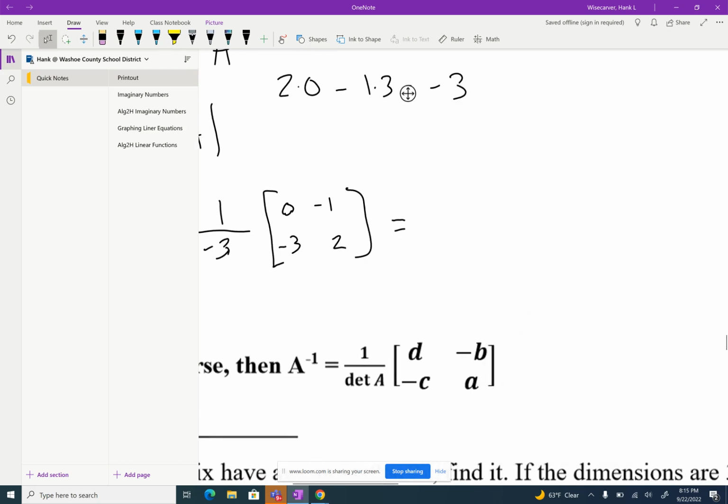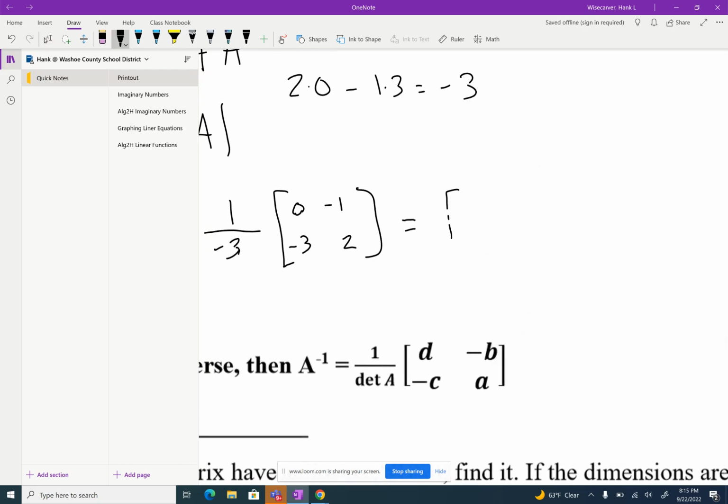So now here's the correct inverse. It is 0, 1/3, +1, -2/3. And there we go. Much better.